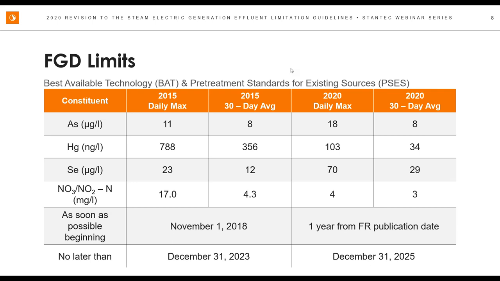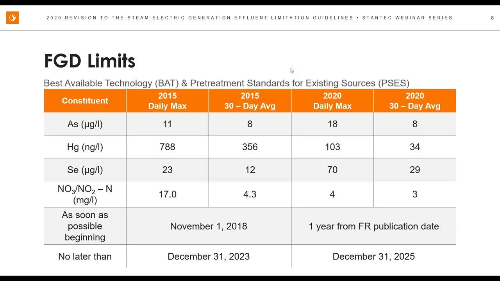Nitrates as nitrogen dropped from 4.3 down to 3 with a daily max of 4 parts per million. And here's where we get into the meat. The implementation date is 1 year after publication in the Federal Register.